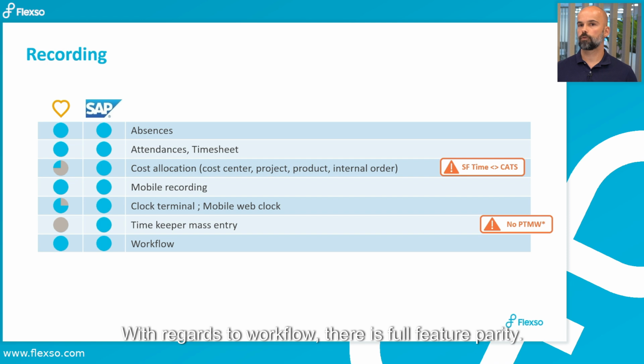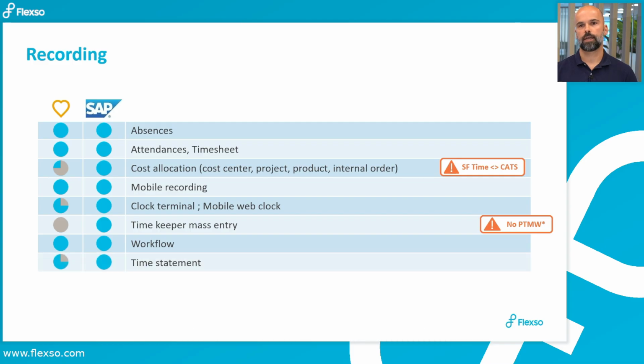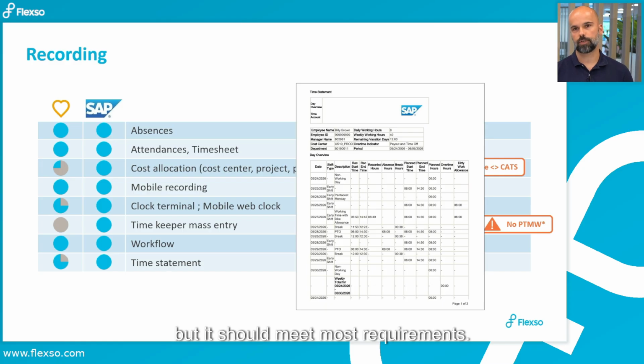With regards to workflow, there is full feature parity. We can do approvals in SuccessFactors. We can have multi-step approvals. We can send out alerts. We can have customized email messages. The time statement that Raf showed is also there. It's not completely as customizable as it is in SAP, but it should meet most requirements.